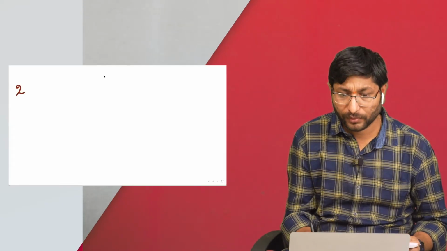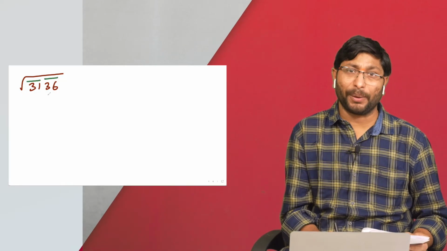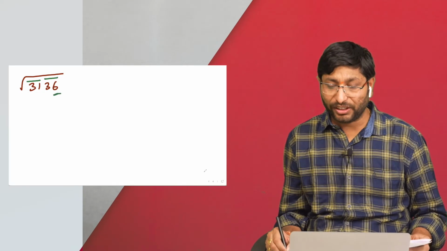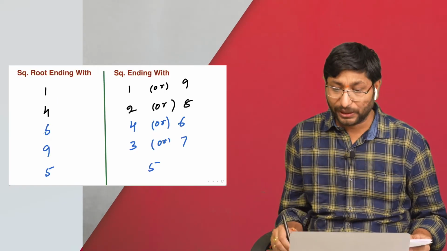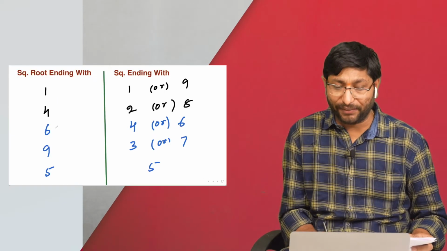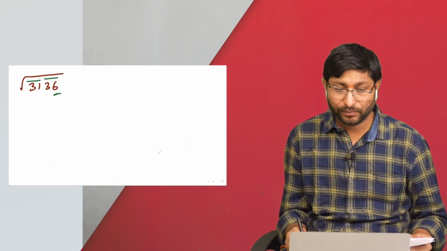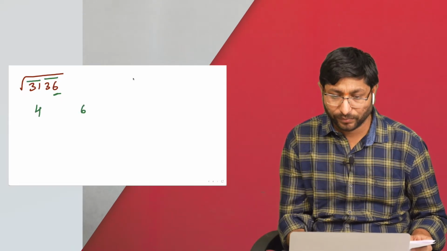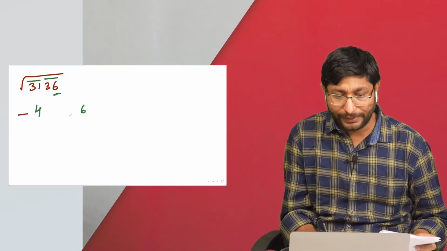Find the square root of 3136. As we are finding a square root, make 2 digits and 2 digits as one pair. Now the square is ending with 6. Check with the table. The square ends with 6, so the square root is ending with 4 or 6. This was step 1. So keep a dash here, a dash here.